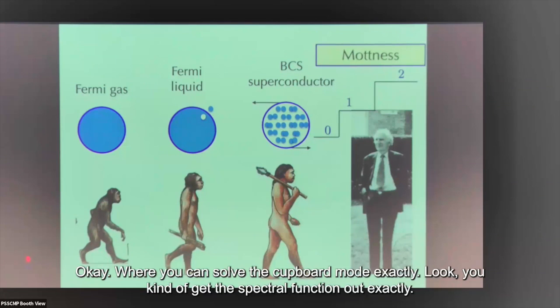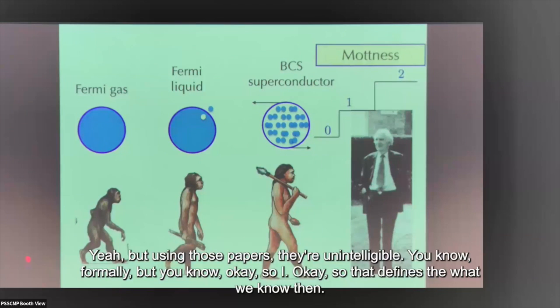Even in one dimension, where you can solve the Hubbard model exactly? Well, look, you can't get the spectral function out exactly. Yes, you can. You have to use the form factors. Yeah, but you've seen those papers. They're unintelligible. Well, that is not to say that you cannot do it. Yeah, you can do it formally. You can calculate it. Okay, so I cannot do it, but they can.